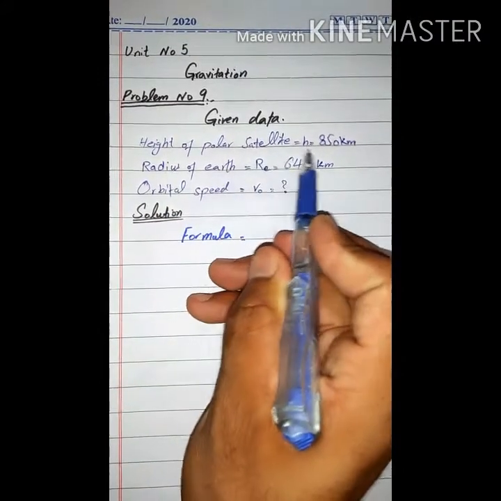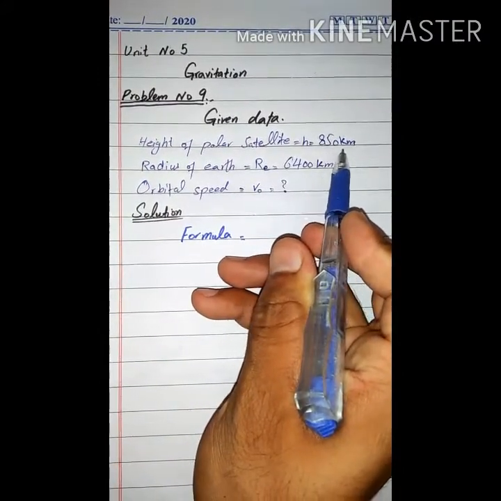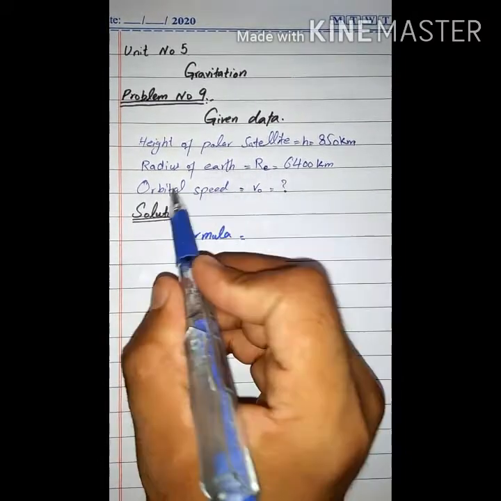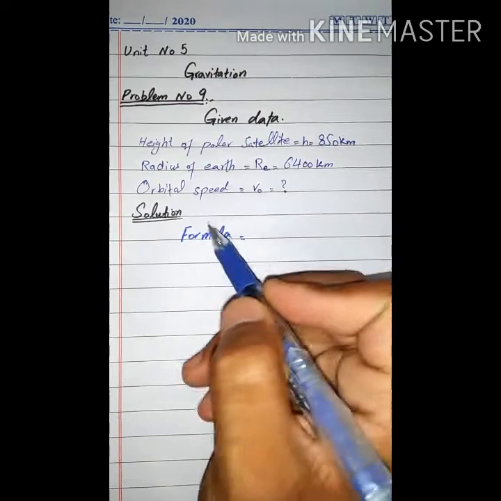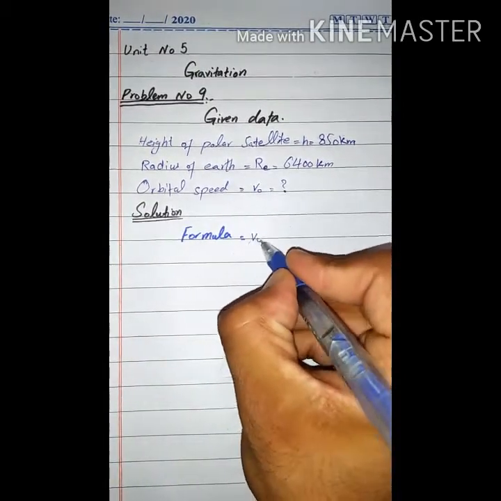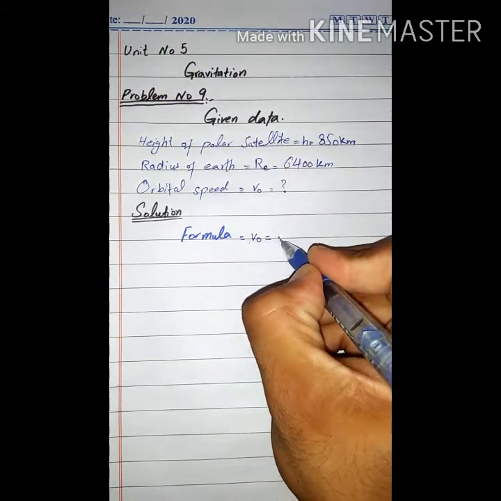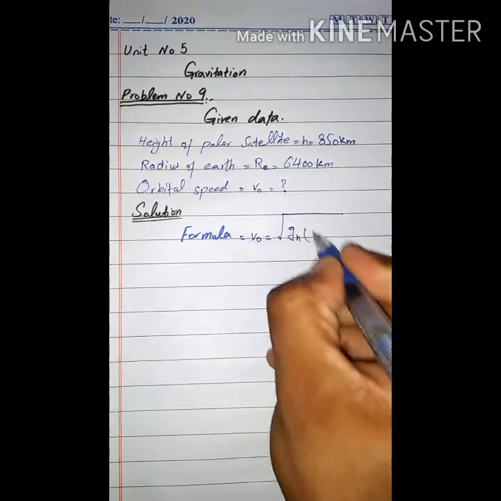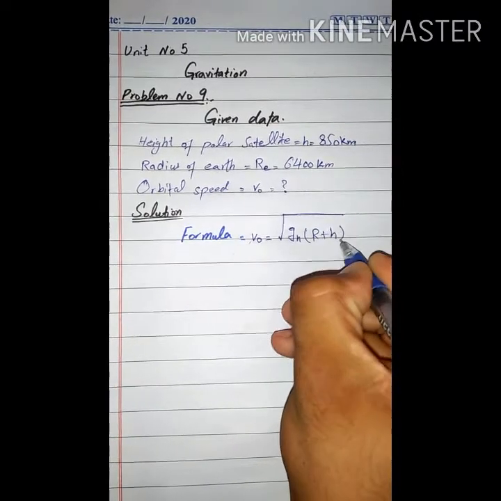Height of the polar satellite, h, is equal to 850 kilometers. The radius of the Earth, r, is 6400 kilometers. Orbital speed we have to find. Solution: the formula of orbital speed, we know that v naught is equal to square root of gh into (r plus h).